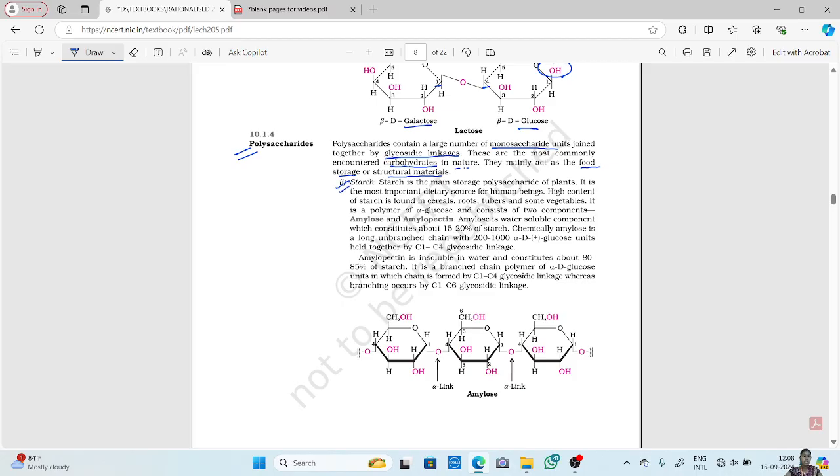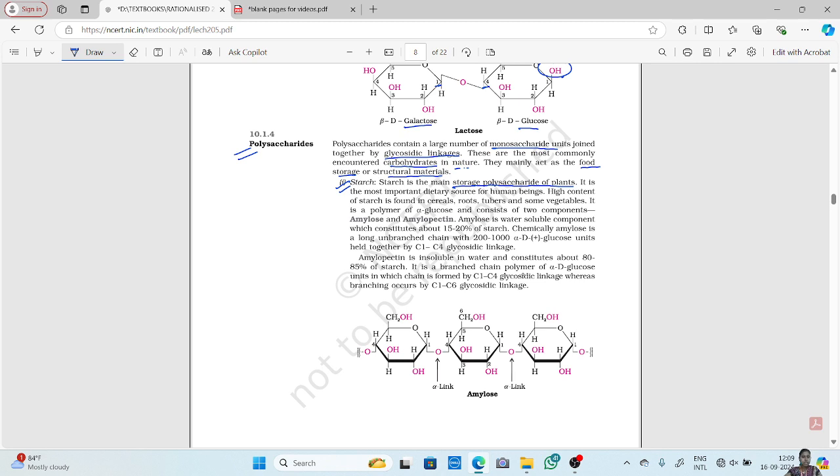First one is the starch. Starch, you know, is a storage polysaccharide. It is a food material of plants which is stored. So starch is the main storage polysaccharide in plants. Now it is the most important dietary source for humans. Dietary source means we most commonly use it in our diets for our food materials.